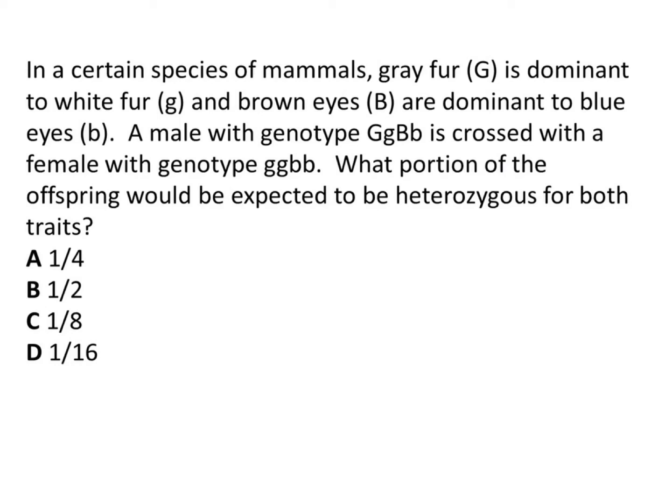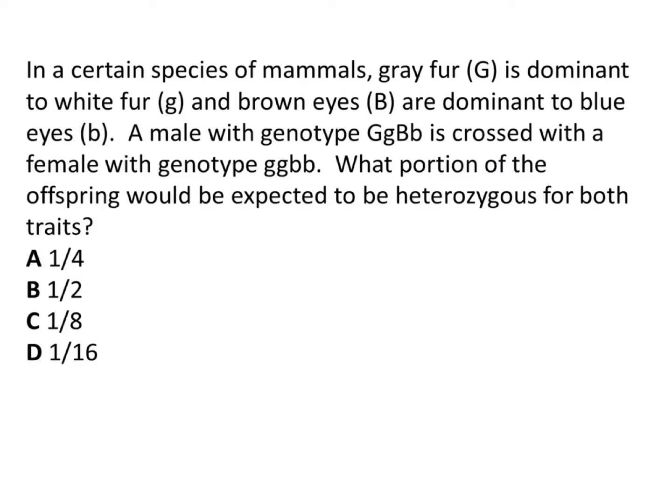In a certain species of mammals, gray fur, big G, is dominant to white fur, little g, and brown eyes, big B, are dominant to blue eyes, little b. A male with genotype big G, little b, is crossed with a female with genotype little g, little b. What portion of the offspring would be expected to be heterozygous for both traits?